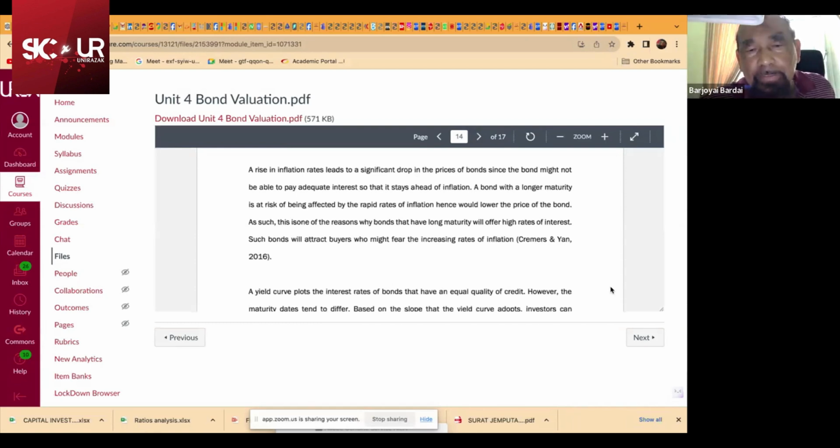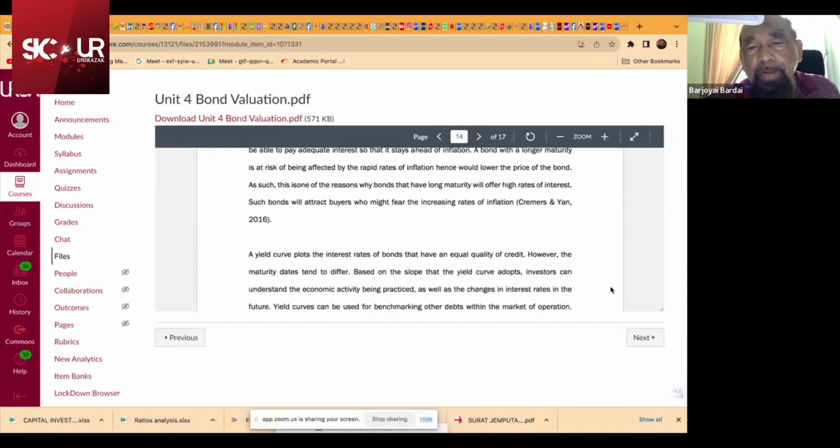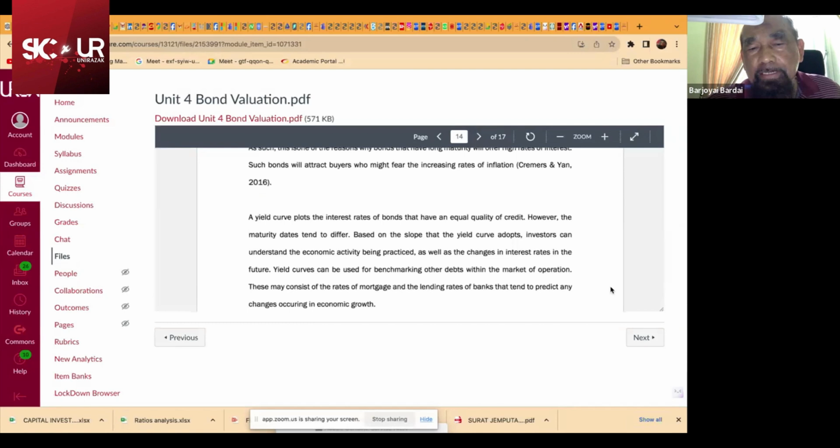As such, this is one of the reasons why bonds that have long maturity will offer a high rate of interest. Such bonds will attract buyers who may fear the increasing rate of inflation.